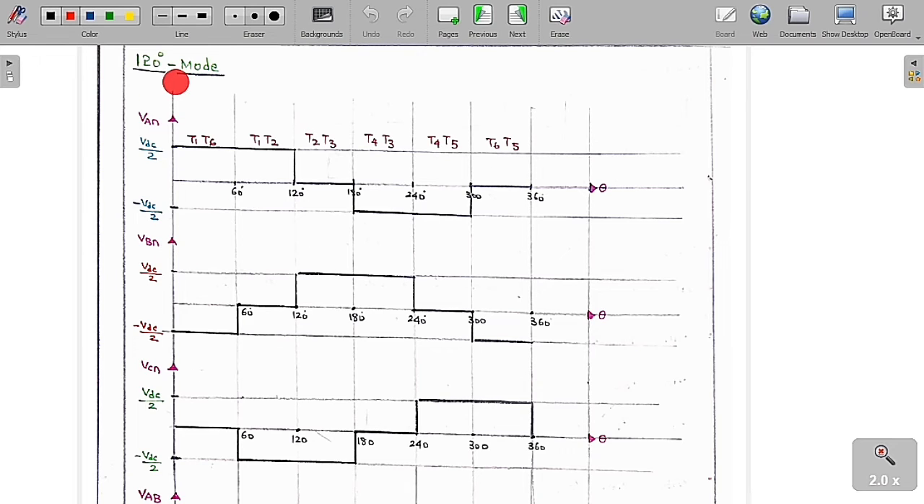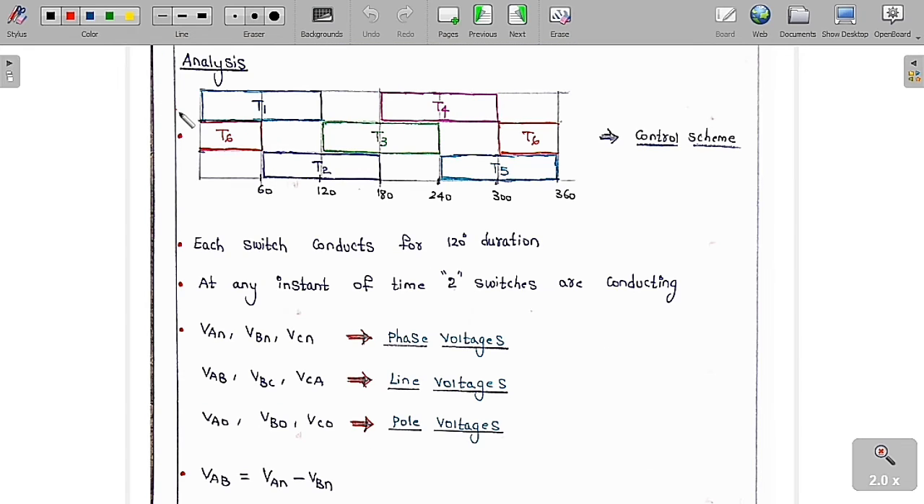Now we are going to study the 120 degree mode of operation. Before we study these graphs, let us first do some more analysis of this 120 degree mode of operation. You can see clearly that out of 180, from 0 to 180, each thyristor is going to connect for only 120 degrees. That is called the 120 degree mode of operation. Means each thyristor is going to connect for only 120 degree duration.